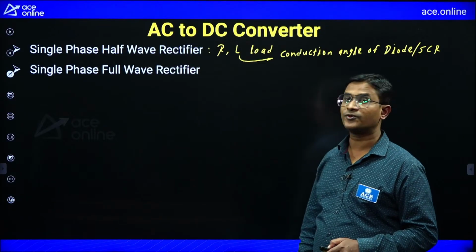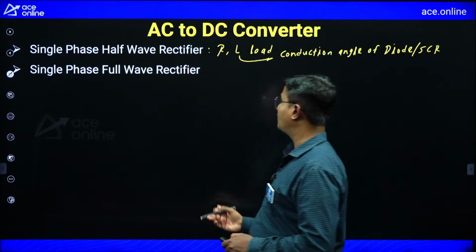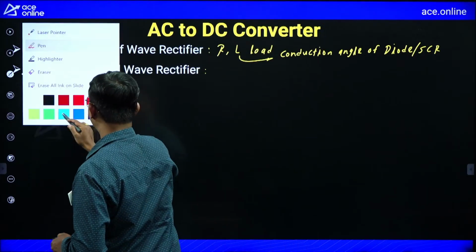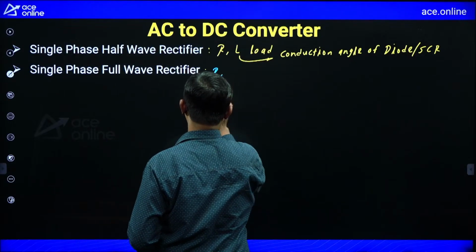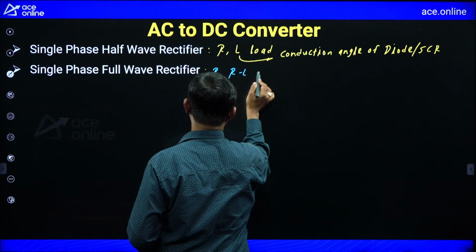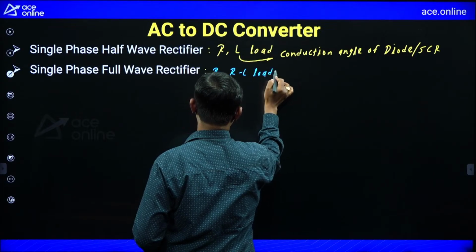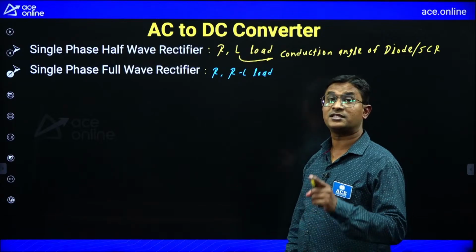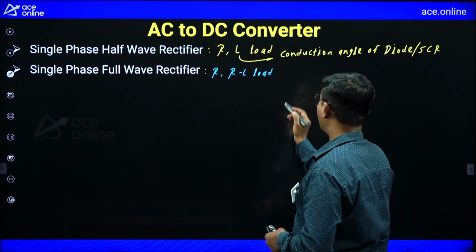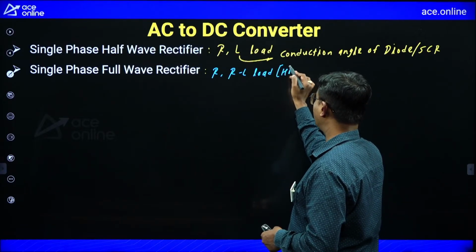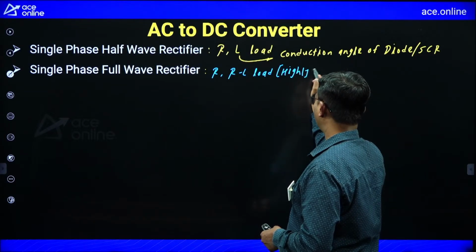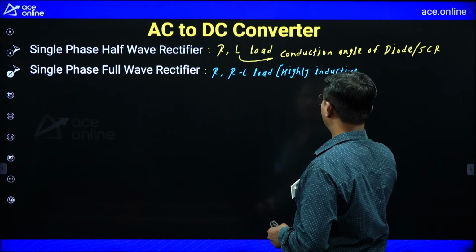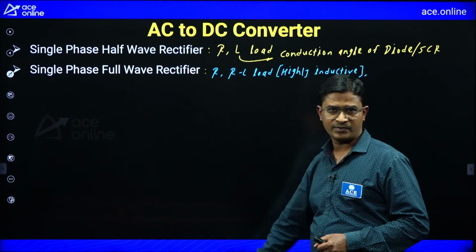Second is the single phase full wave rectifier. In single phase full wave rectifier, focus on purely resistive load and RL load, with and without freewheeling diode. In full wave, my RL is nothing but highly inductive only, that is, the load current is constant.